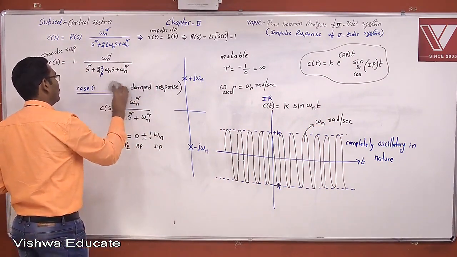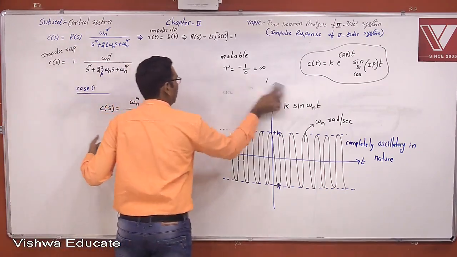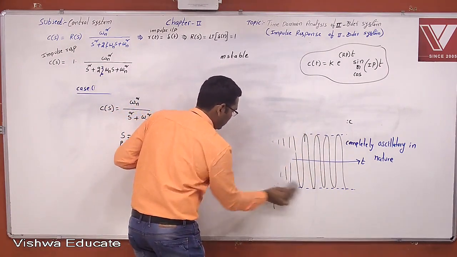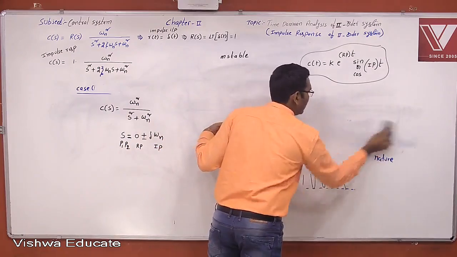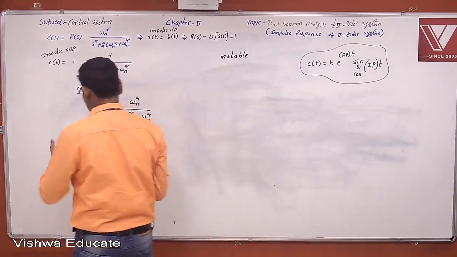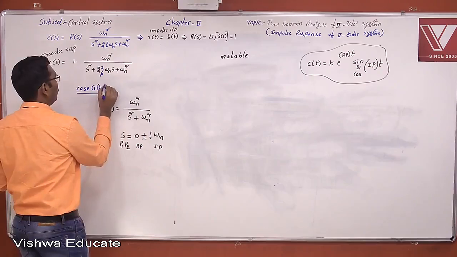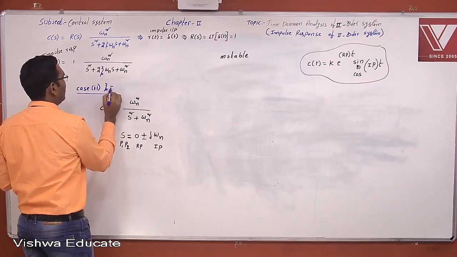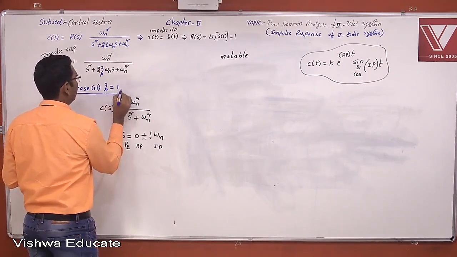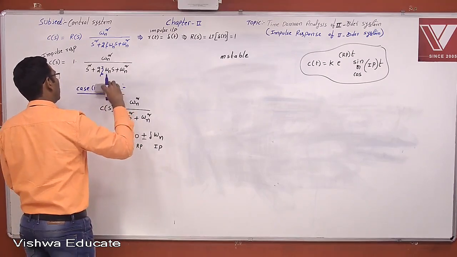Now case 2. What should be the changes when damping factor delta changes? When damping factor delta changes, the pole location changes, and the system behavior also changes. Now we'll see case 2, which is nothing but when damping factor zeta is equal to 1.